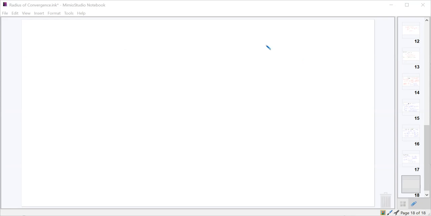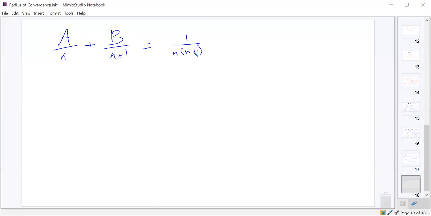So let's do that. We're not going to actually do the integral, but let's take this and write it as a over n plus b over n plus 1, and say that that's equal to 1 over n times n plus 1, and solve this using partial fraction, and just rewrite it as a component of 2 different fractions. So that should be a n plus a plus b n equals 1.